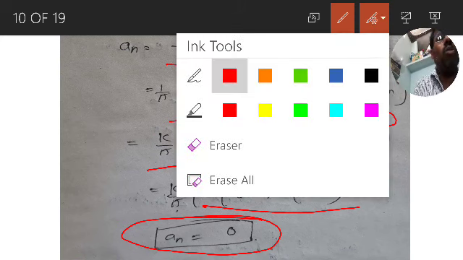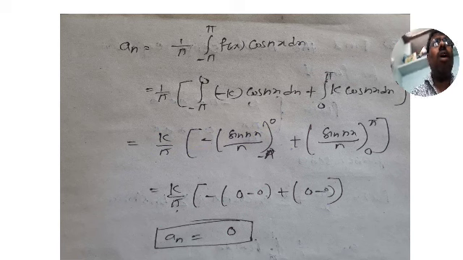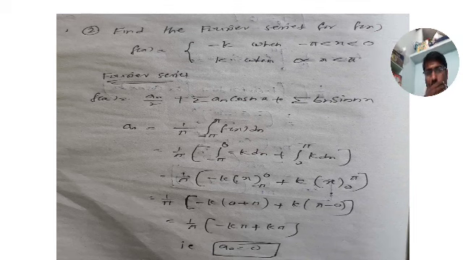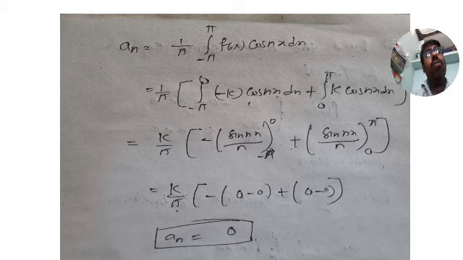So note it down so that we can move on to the next slide. We are able to find a naught, and now you are able to find an also. A naught we got 0, the a naught value is 0. Now we got an also 0. Are you able to get it?